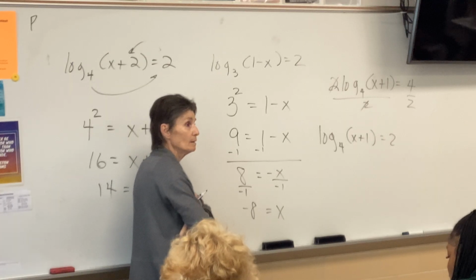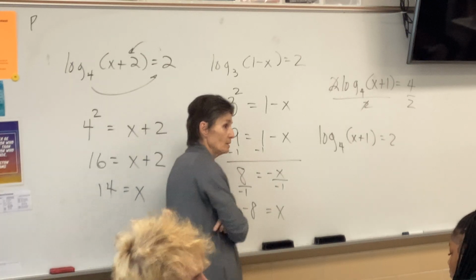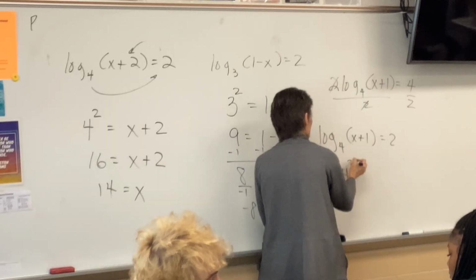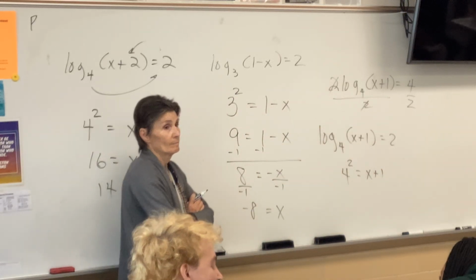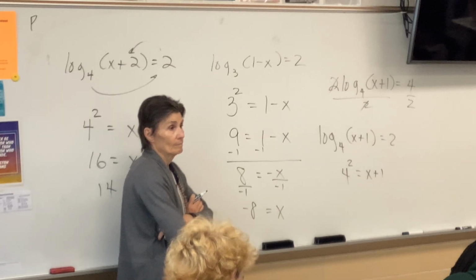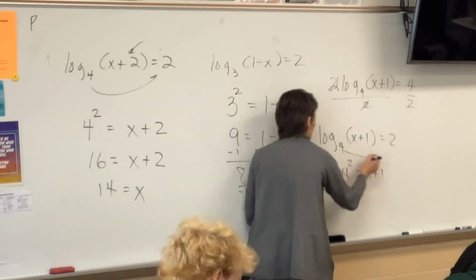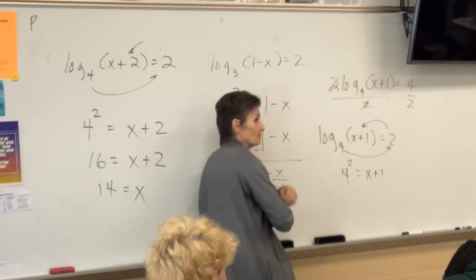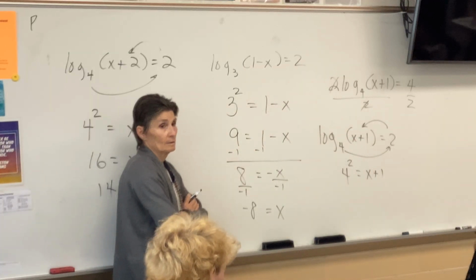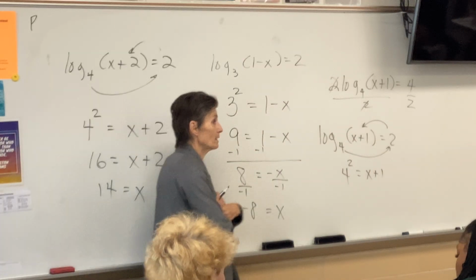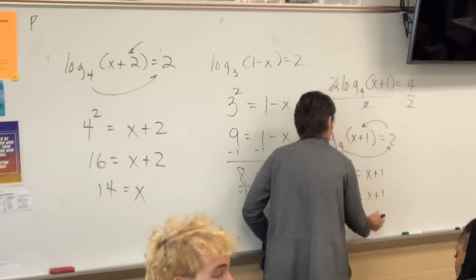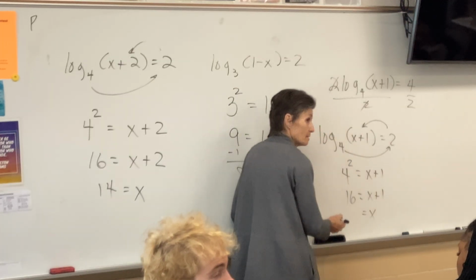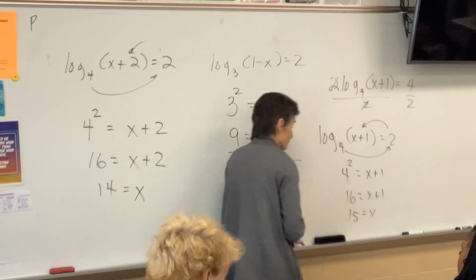Then I will loop-de-loop. So 4 squared equals x plus 1. Guys, you gotta be able to do this. 4 squared is 16. So x equals 15. Perfect.